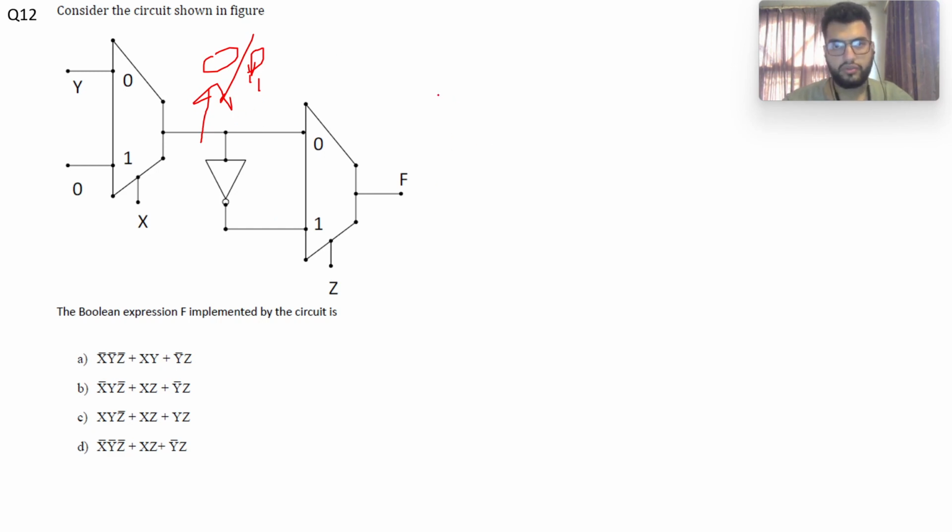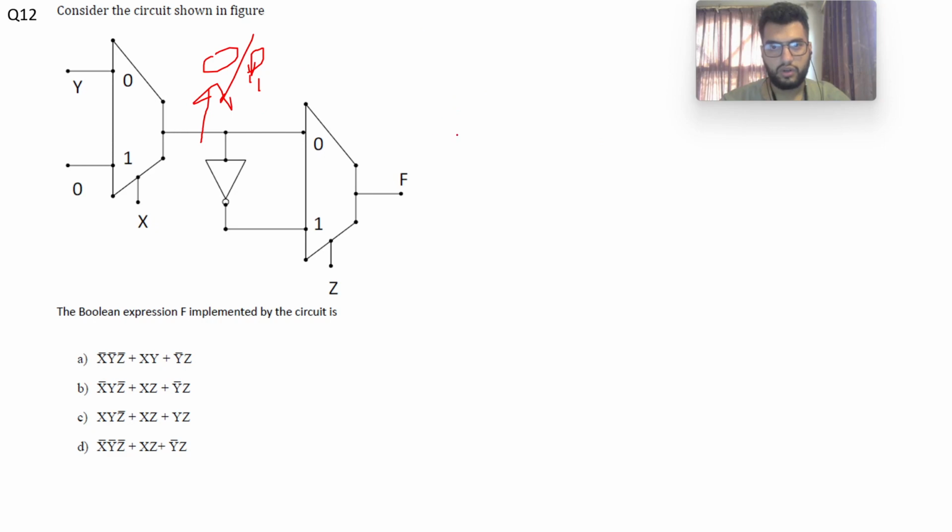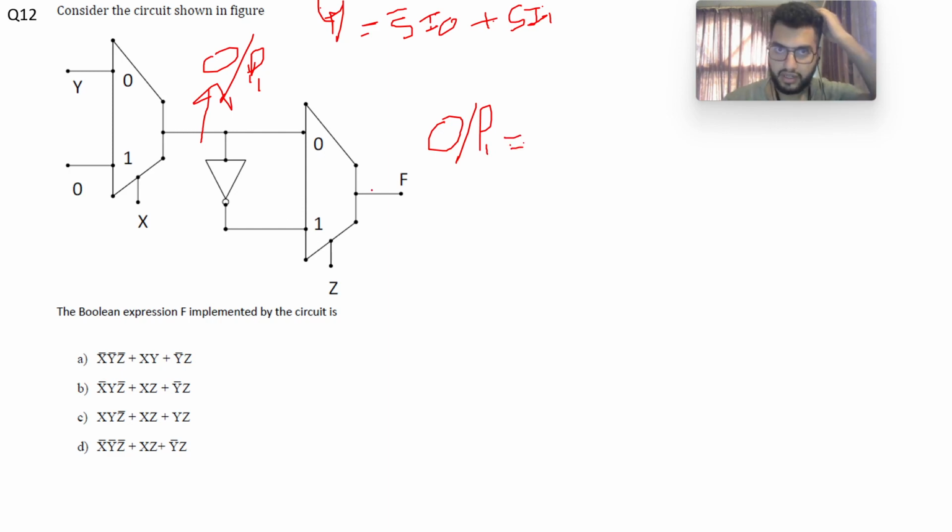So first I'll write output 1. So output 1 I can write as, let me just first write the general form of 2:1 mux. So it's S bar I0 plus S I1. So output 1 will be equal to S bar, that is X bar, and I0, that is Y, plus X times 0, because I1 is 0. So output 1 will be simply equal to X bar Y.